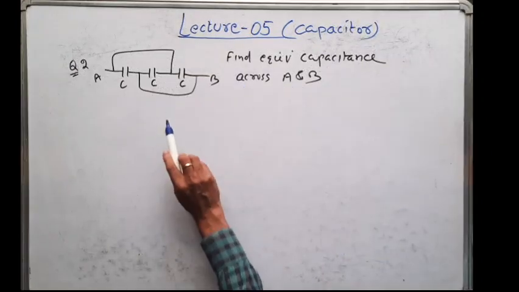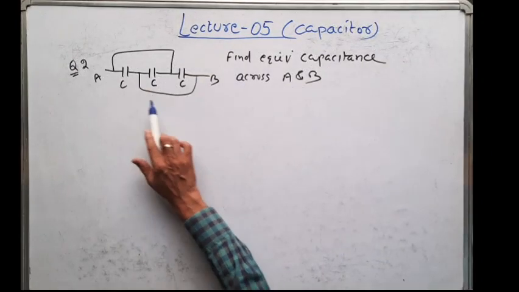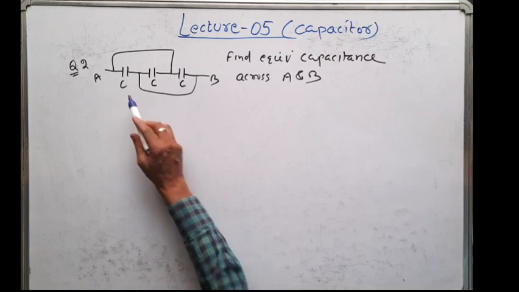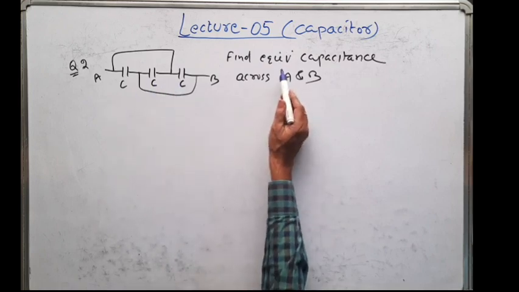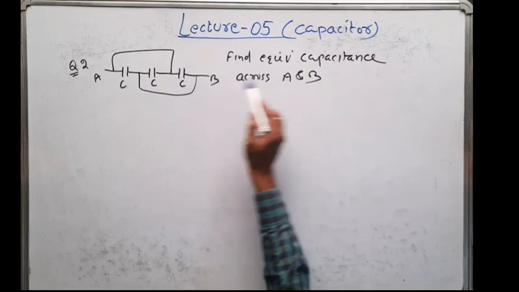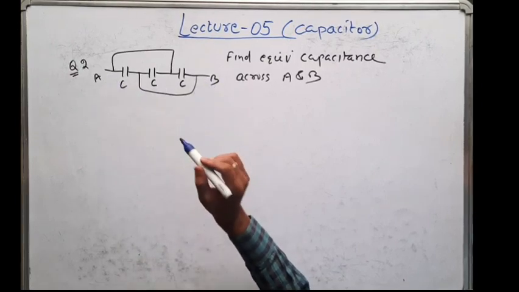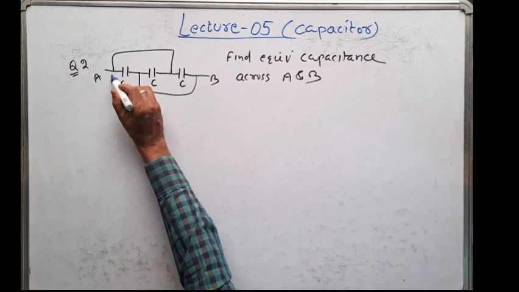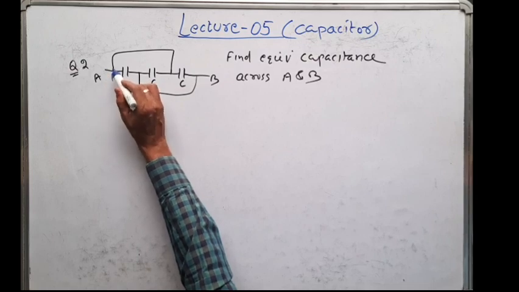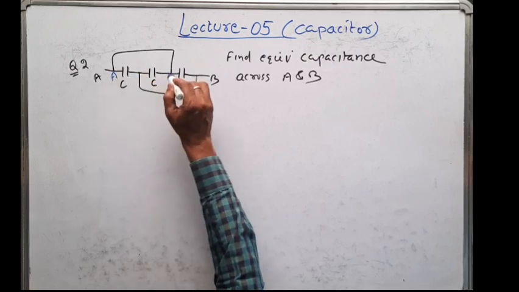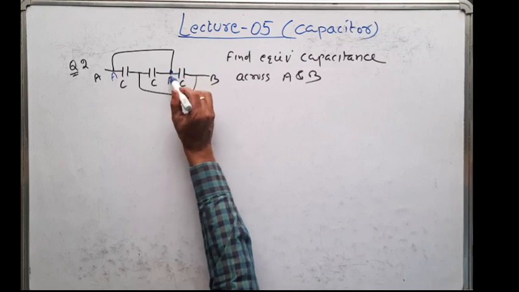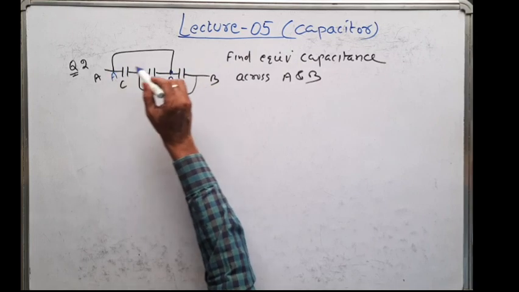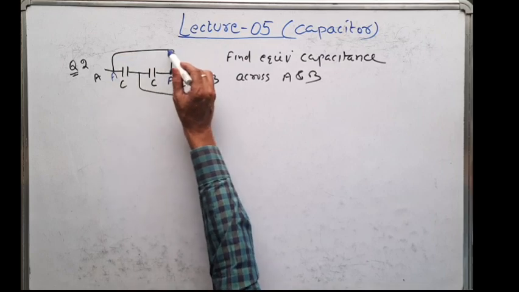Now see in this question, this is an arrangement of capacitors. All are identical capacitance. You have to find the equivalent capacitance across A and B terminal. Now how will you solve this? You see, if this point is A, this point is also A, and this point is also A, because in between this point to this point there is only wire.